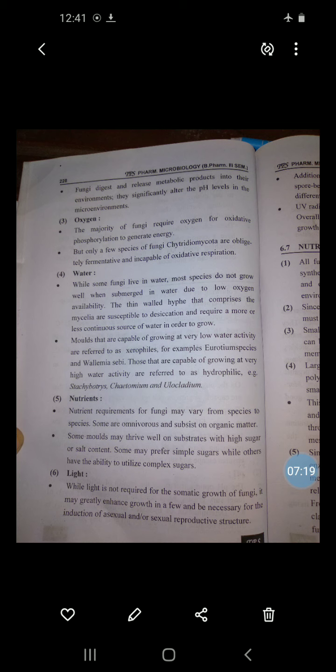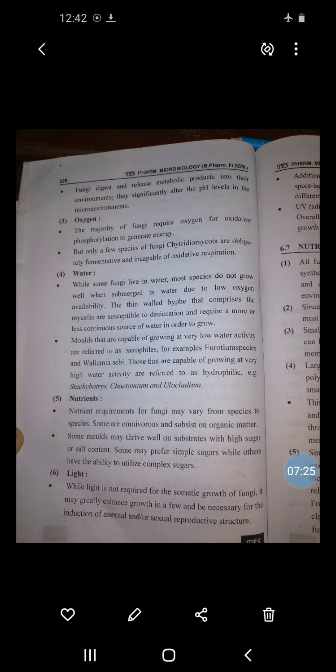The next factor is oxygen. The majority of fungi require oxygen for oxidative phosphorylation in order to generate energy. Why is it required? Because the fungi require oxygen for oxidative phosphorylation to generate energy.